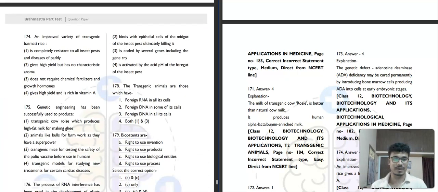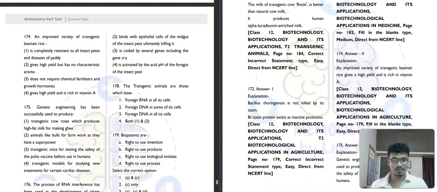Then question number 174. An improved variety of transgenic basmati rice is completely resistant to all insect pest and disease of paddy. I don't know, not correct. Gives high yield but has no characteristic aroma. Why is its name basmati rice?